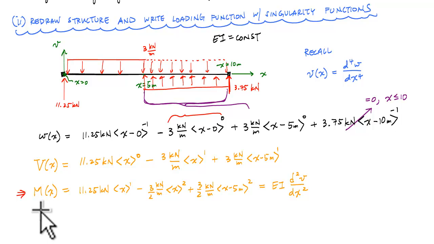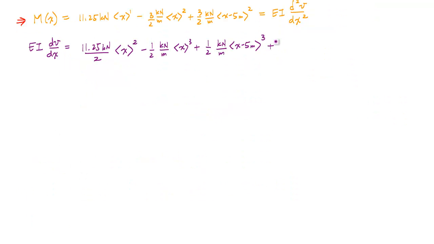So here, my slope description would be if I include this EI here. So this slope, integrating once, would be EI dv/dx, which is equal to the integral of this moment function, and that would just be, and here I have to add a constant of integration here.